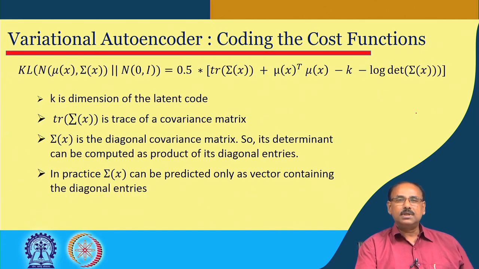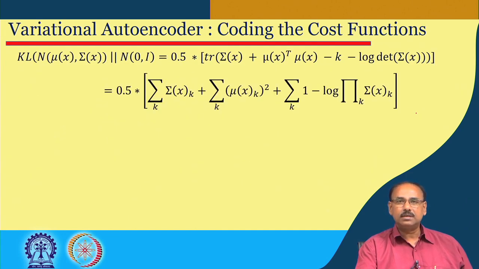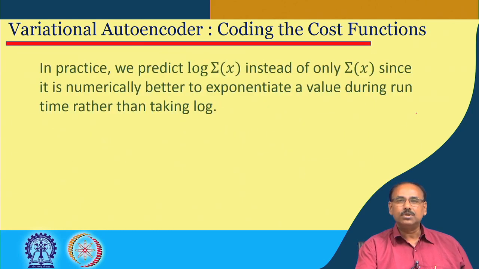This closed form representation is something like this: the KL divergence can now be represented as 0.5 times the trace of the covariance matrix sigma plus the vector mu transpose mu minus k minus log of the determinant of the covariance matrix, where k is the dimensionality of the latent code or latent vector z. And this can be further simplified.